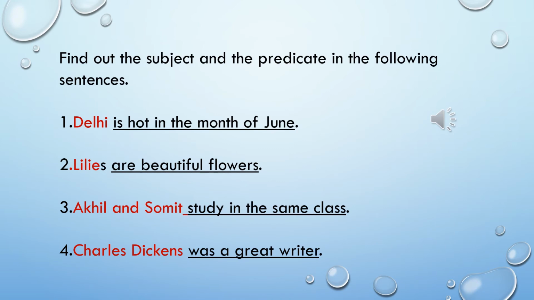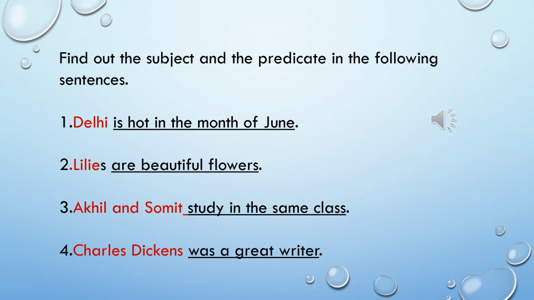Now children, we will have some exercises. Find out the subject and the predicate in the following sentences. Read the first sentence. Delhi is hot in the month of June. To identify the subject and the predicate, first find out the verb. Yes, the verb is is here. And the telling part or verb part is is hot in the month of June. So you can say is hot in the month of June is predicate here.